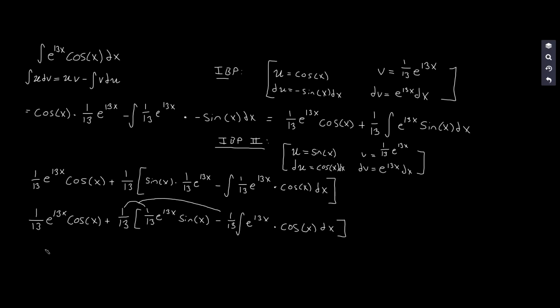That's going to give us 1 over 13 times e raised to the power of 13 times x times cosine of x, plus 13 times 13, which is 169, times e raised to the 13th power times x times sine of x, minus 1 over 169 times the integral of e raised to the power of 13 times x times cosine of x.